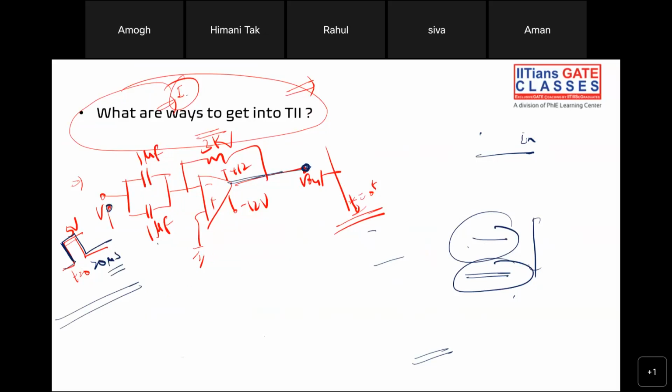Note down, and this is the input here, and you have to answer V out at t equal to 0 plus, right? What will be the V out? It is a numerical type question, you can say. There should be a numerical value.